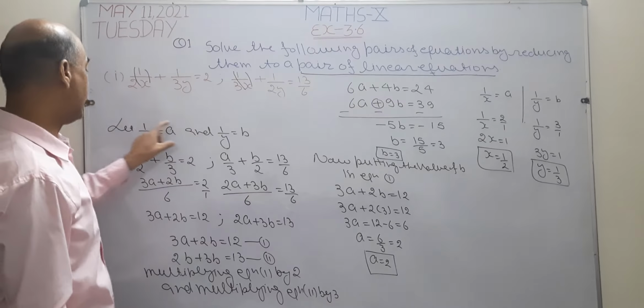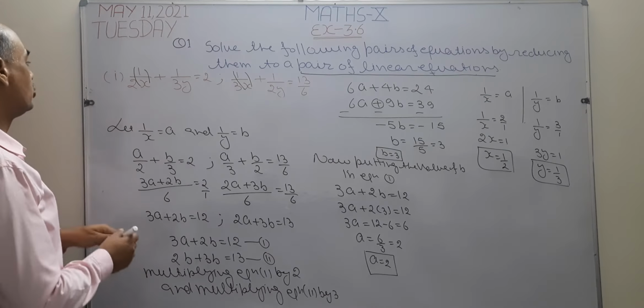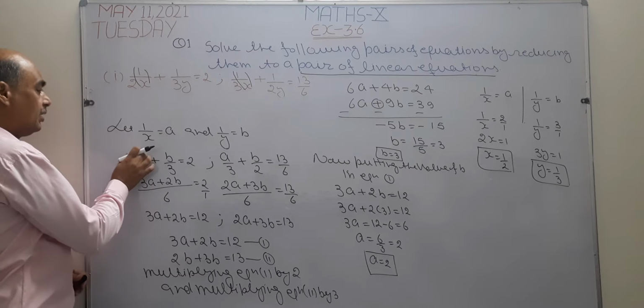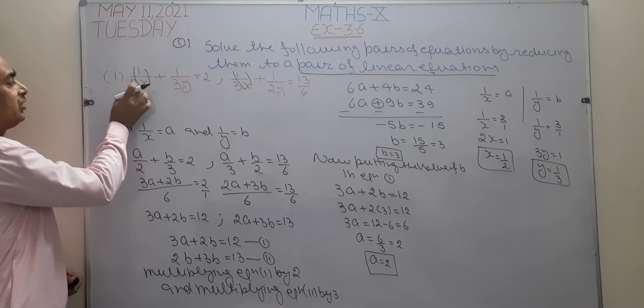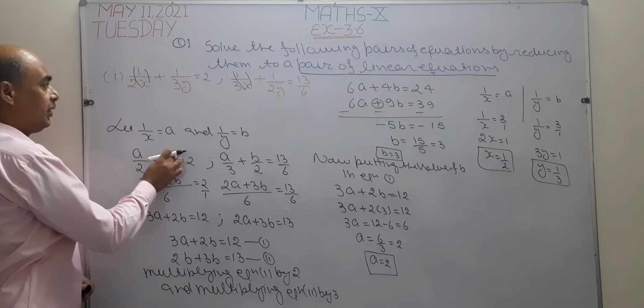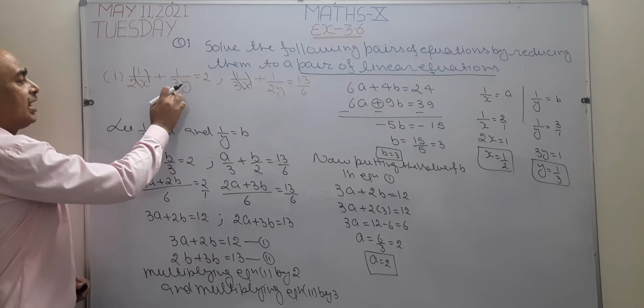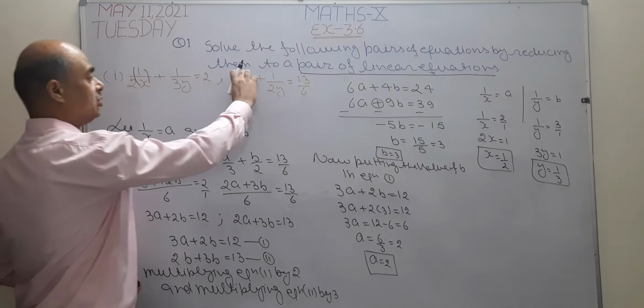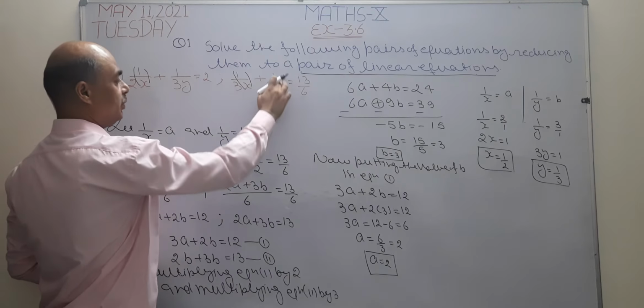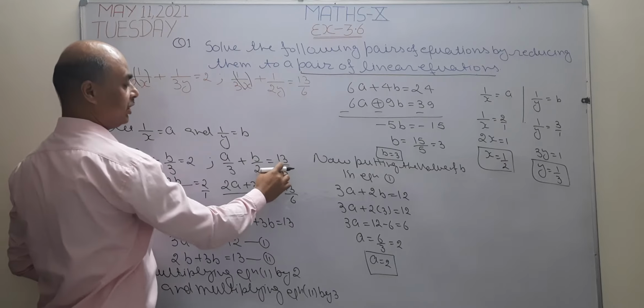When I take 1 by x as a, this 1 by x becomes a. Now see carefully. Where is 2? 2 is in the denominator, so I write 2 in the denominator. In the same way, I take 1 by y equal to b. So I write b. Now see, there is 3. 3 lies in the denominator, so I write 3 in the denominator. In the same way, this becomes a upon 3 and this becomes b upon 3 equal to 13 by 6.